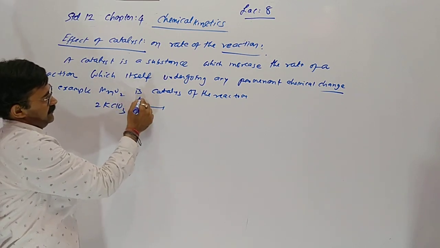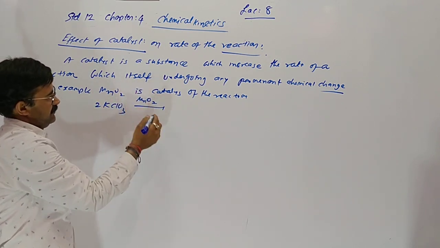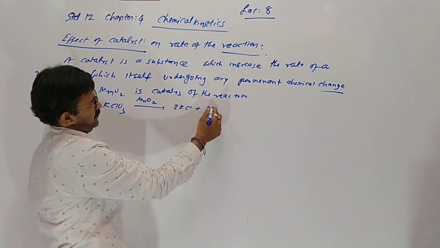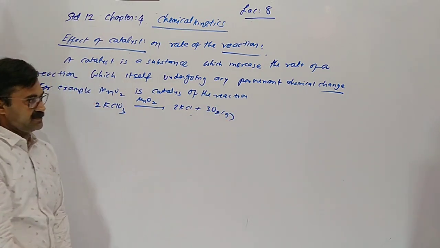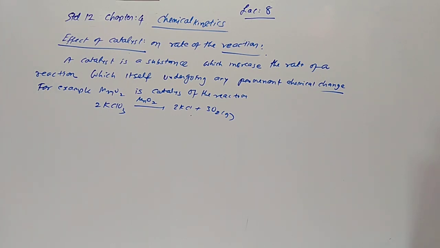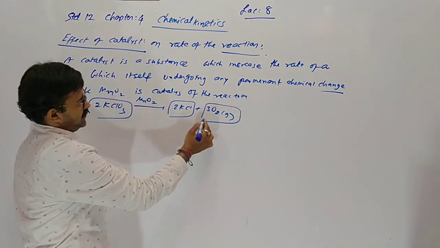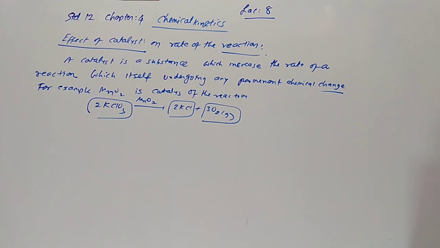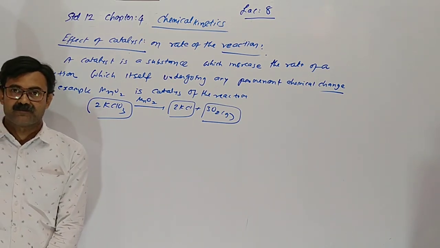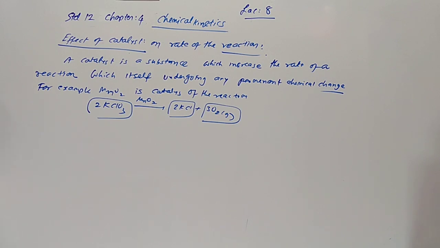Potassium chlorate in presence of MnO2 gives 2 KCl and 3 mole of oxygen. So this is decomposition in the laboratory, production of oxygen from KClO3. Once again, the catalyst only increases the rate of reaction. It's not taking part throughout the reaction. In the intermediate stage it works temporarily, but permanently it's not working. It remains as it is in the last.